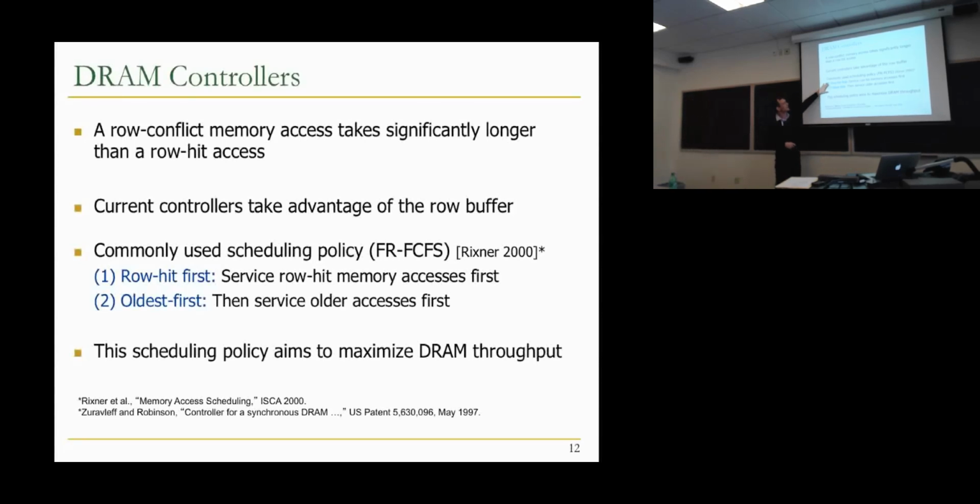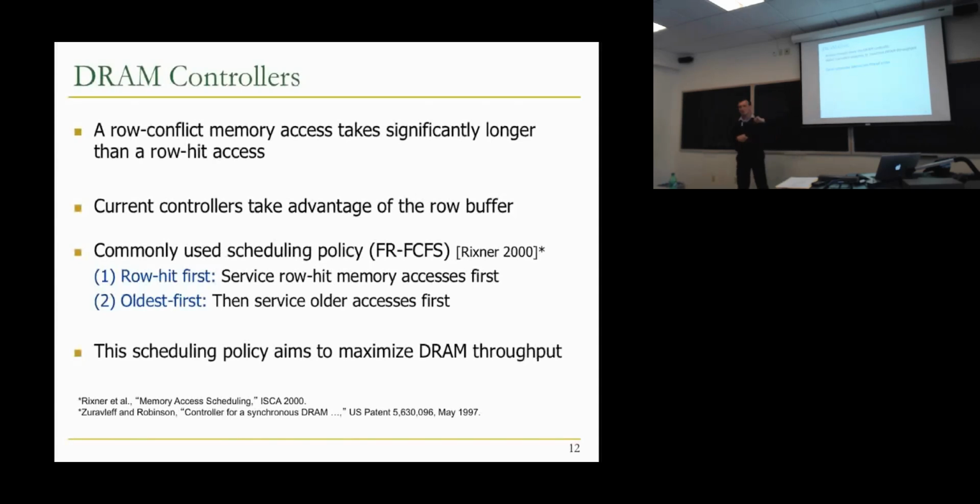So a commonly used scheduling policy is row hit first: service row hit memory accesses first, and everything else being equal, prioritize older accesses over others. And it's a very simple policy too, by the way. So this scheduling policy aims to minimize the latency, maximize the use of row buffer hits, if you will, and maximize DRAM throughput in the end.